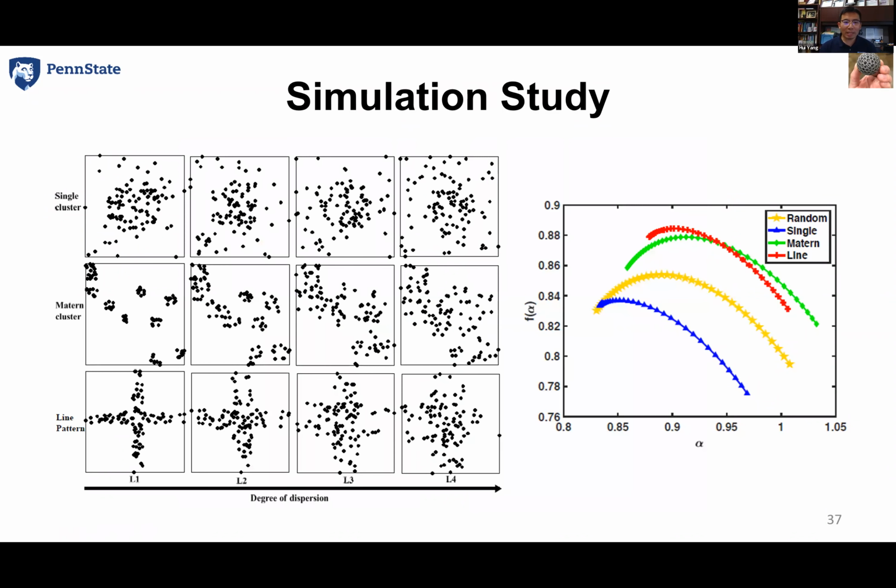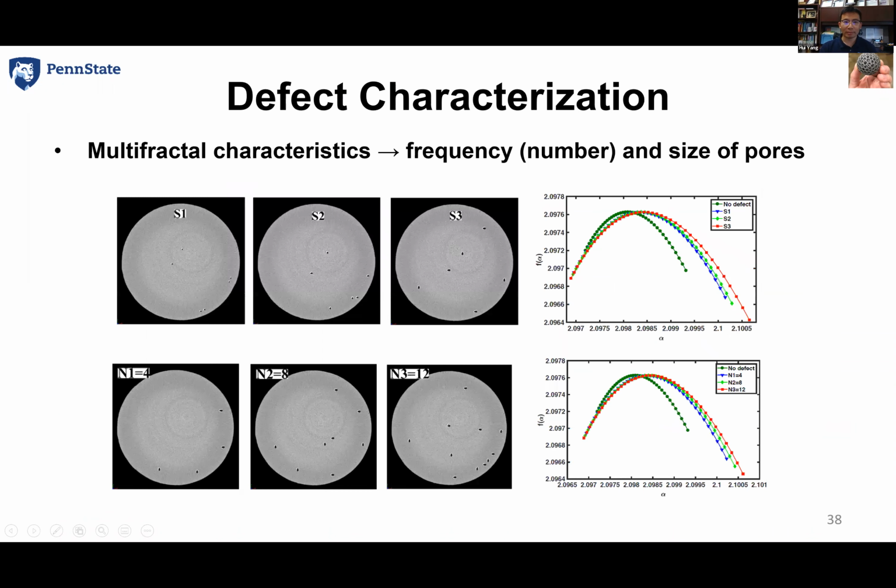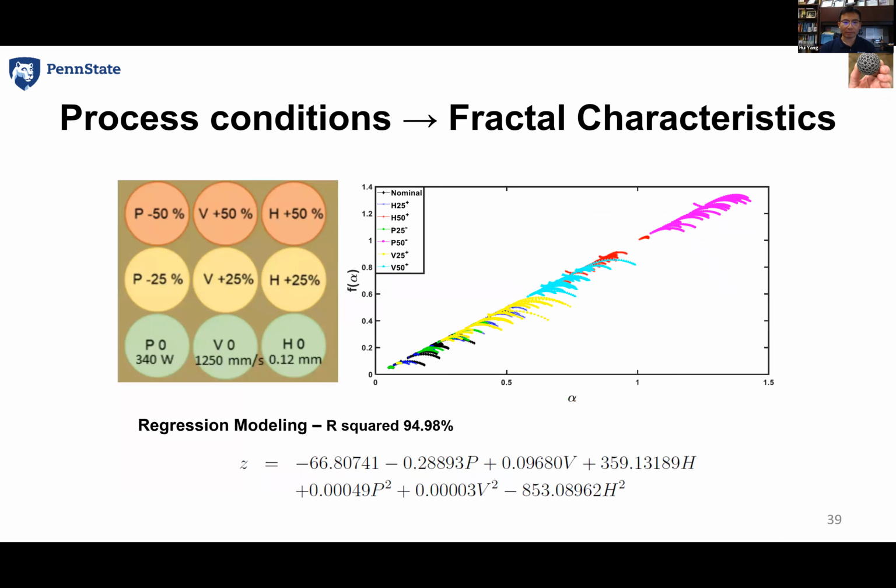And we did a simulation study. We randomly generated points and looked at what kind of fractal pattern we have. You see, random, single cluster, and line, they all have different multifractal patterns. And when it comes to the CT scan, if there are defects, you will see the multifractal characteristics are related to the frequency, or number, and the size of the pores. And you can see they can characterize these kinds of defects.